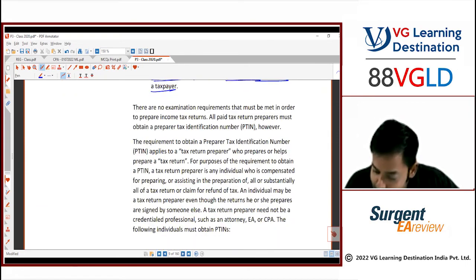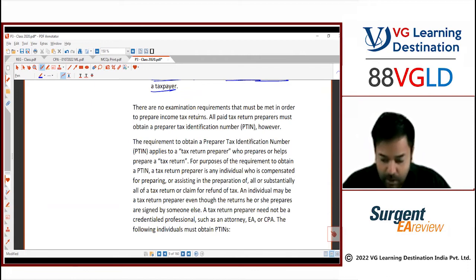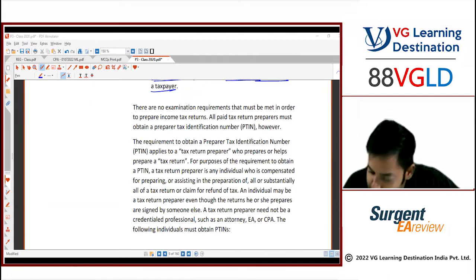There are no examination requirements that must be met in order to prepare the income tax return in this case. Participation is not important, but the kind of work for the TRP. Yes, Deeksha. There are no examination requirements that must be met in order to prepare the income tax return.